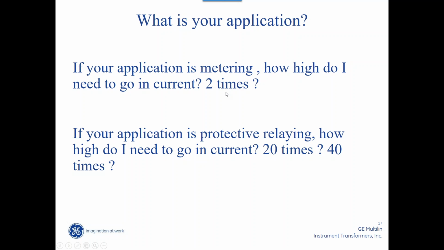So the way they design them, a metering CT is a less expensive CT, and it may go 2-4 times full load current, where a protection CT, by definition, has to be able to handle 20 times current with no more than a 10% error. Okay? So that's the 2 types of CTs we're going to talk about today.